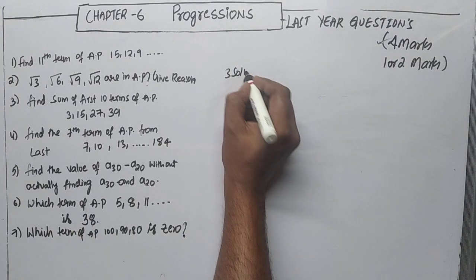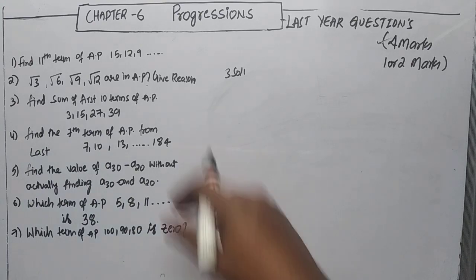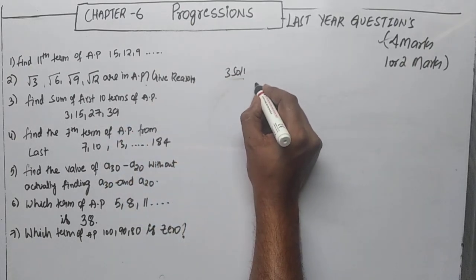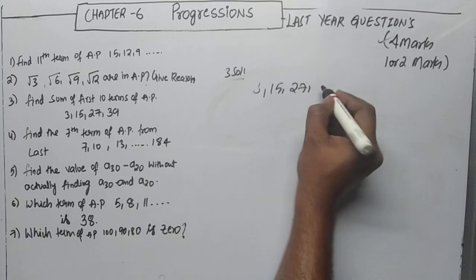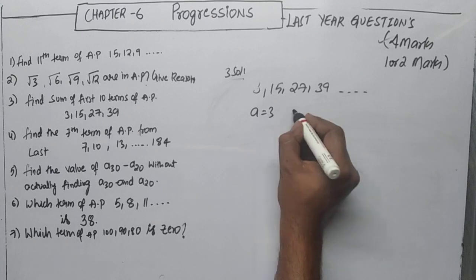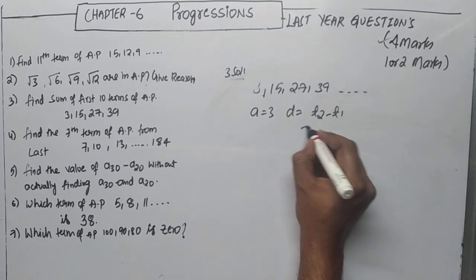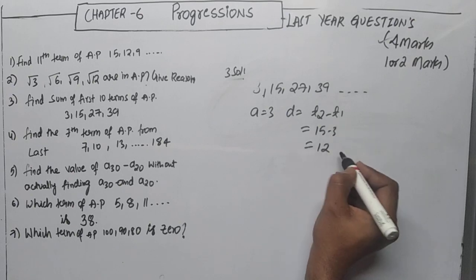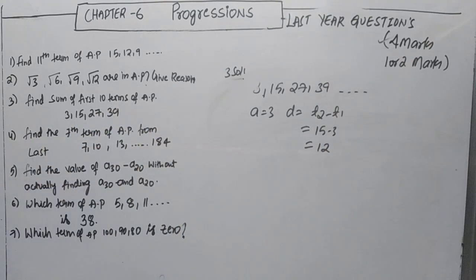So the third question is saying find the sum of first 10 terms of the AP. In the second video of the progression we have solved about the sum of the progression. So the given series is 3, 15, 27, 39, and so on. So here A value is 3, and d value is second term minus first term. If you subtract 15 minus 3, we get 12. So here the difference is 12. He is asking to find the sum of the first 10 numbers.